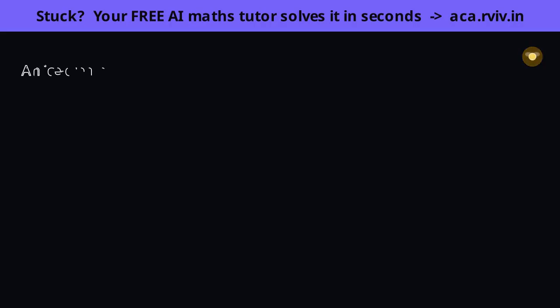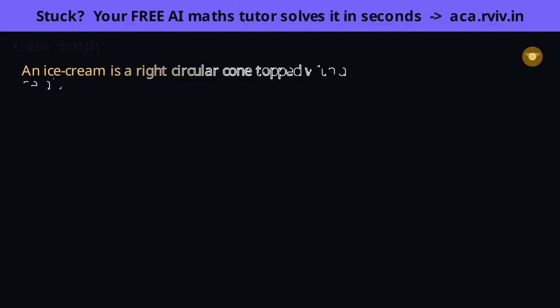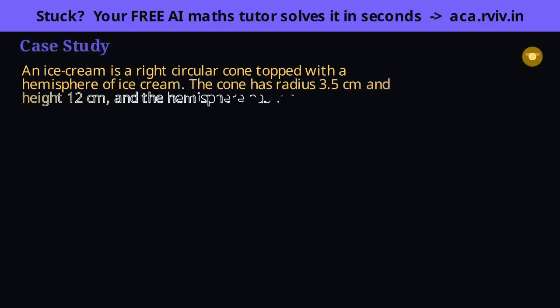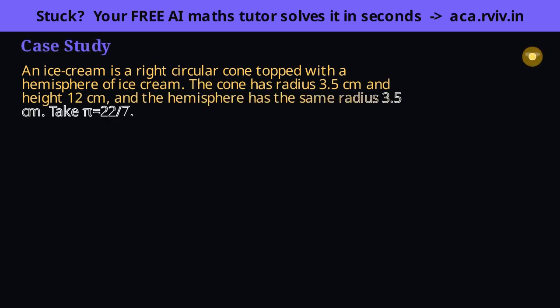An ice cream is our familiar combined solid, a cone below with a rounded hemispherical scoop on top, both the same radius. Because this is a volume question, we just find how much each part holds and add them, no hidden faces to worry about. Let's work the three parts in turn.